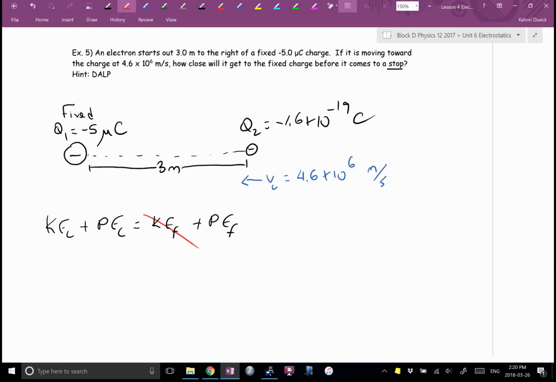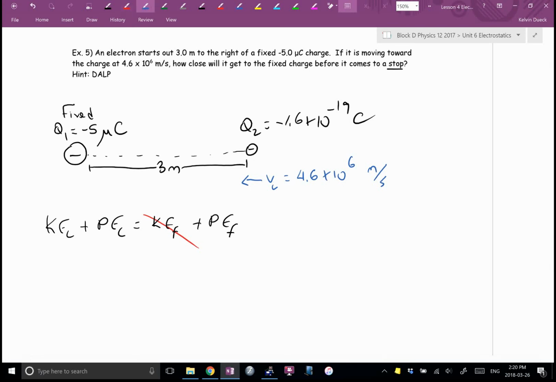Now, if I wanted to make this question look tougher but actually be easier, I'd give you the same question. I'd say, out at infinity, the electron is traveling at 4.6 times 10 to the 6 meters per second. How close will it get? It'd actually be easier, but it would look more terrifying. Out at infinity, what? Okay.